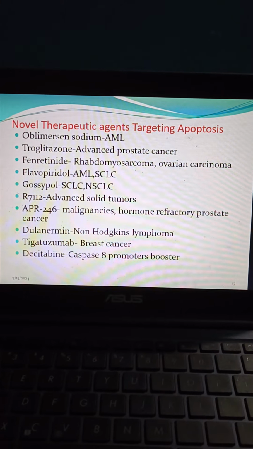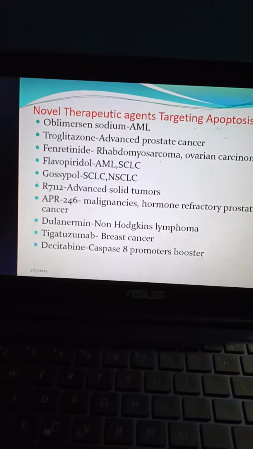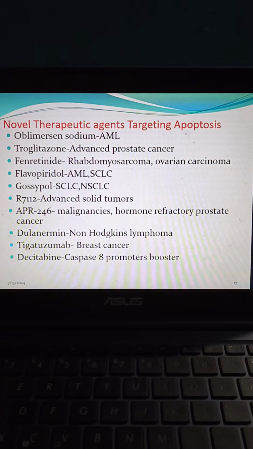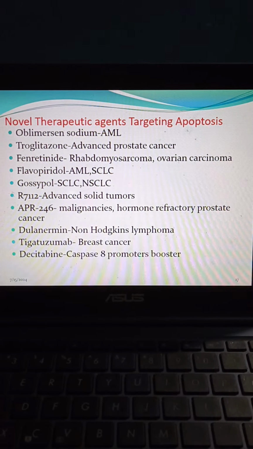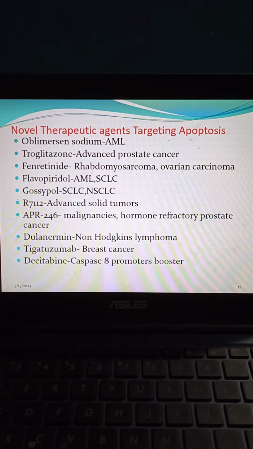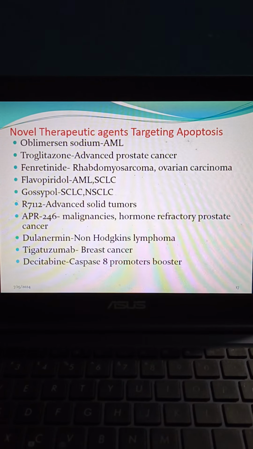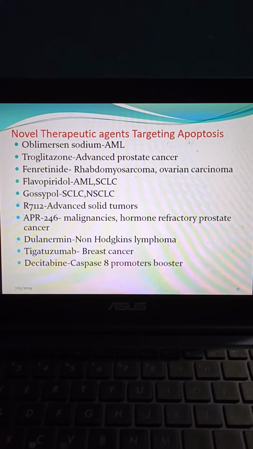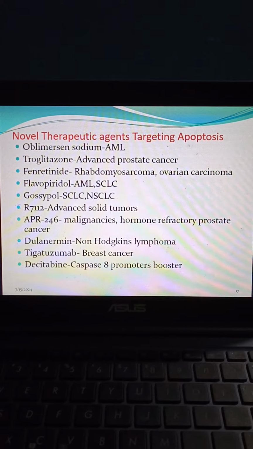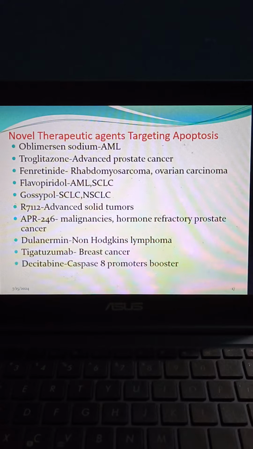So then coming to novel therapeutic agents targeting apoptosis. That is oblimersen sodium, which is used in AML, acute myeloid leukemia. Troglitazone is used in advanced prostate cancer. Fenretinide is used in rhabdomyosarcoma and ovarian carcinoma. Flavopiridol is used in AML and small cell lung cancer, SCLC. Gossypol in SCLC, small cell lung cancer, and NSCLC, non-small cell lung cancer.